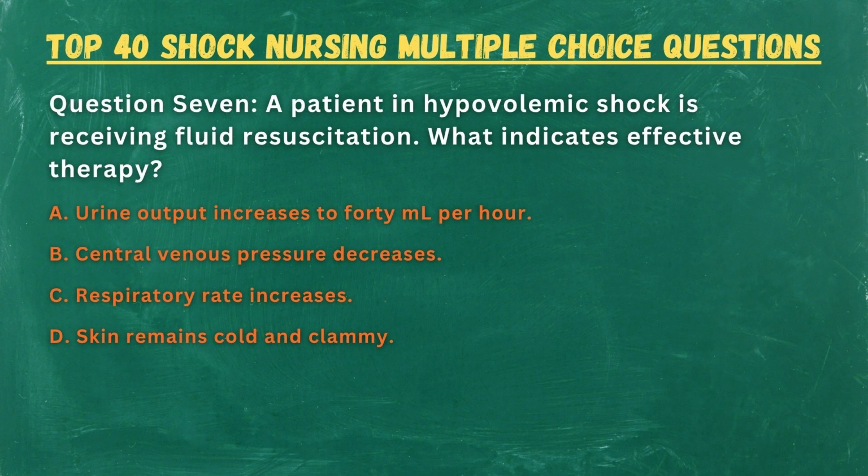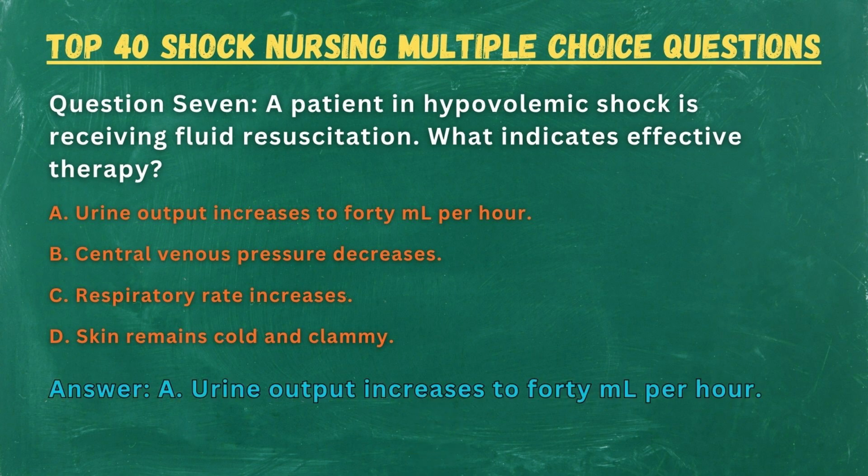Question 7. A patient in hypovolemic shock is receiving fluid resuscitation. What indicates effective therapy? A. Urine output increases to 40 ml per hour. B. Central venous pressure decreases. C. Respiratory rate increases. D. Skin remains cold and clammy. Answer. A. Urine output increases to 40 ml per hour.